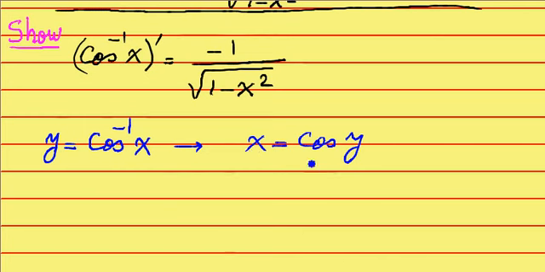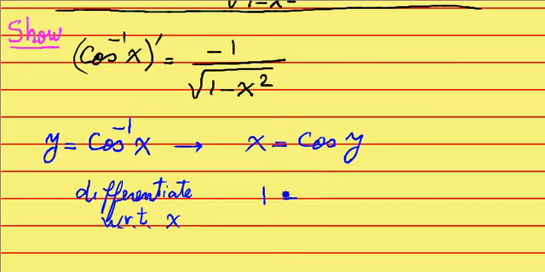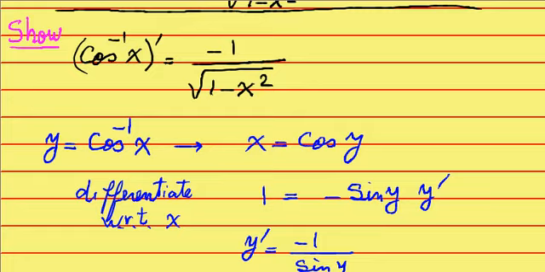If you have that, same as saying this. Now I go ahead and differentiate this thing with respect to x. Derivative of x is going to be 1. Derivative of cosine is going to be minus sine, and derivative of y is going to be y prime. So y prime becomes minus 1 over sine of y.